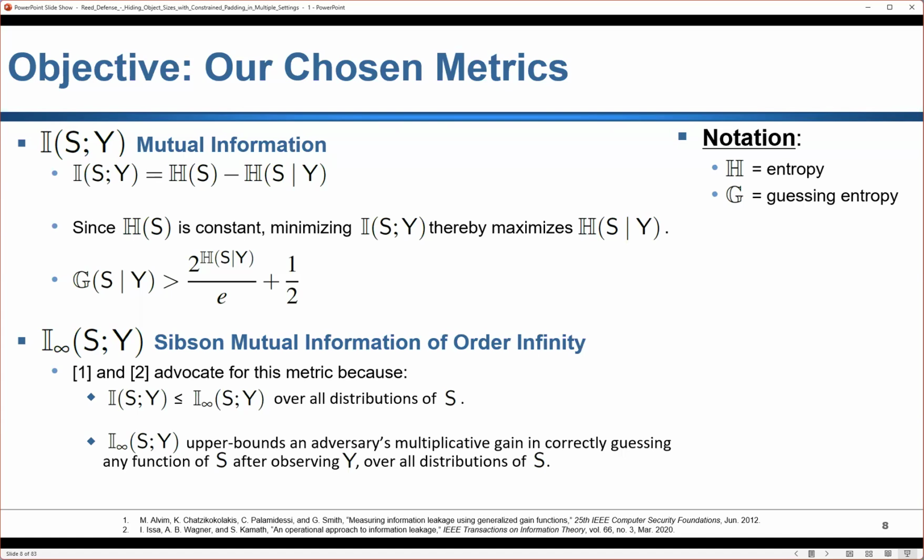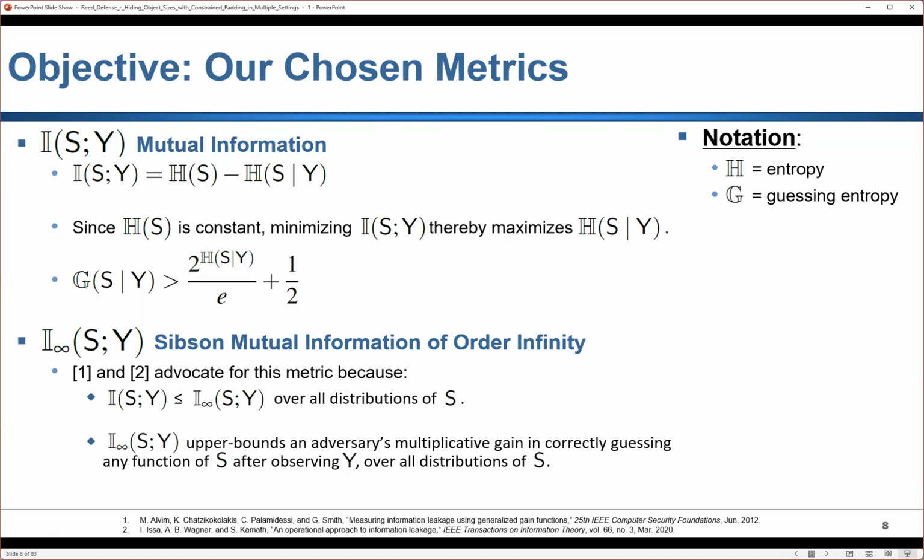And this is advantageous for our setting because guessing entropy models an adversary who gets to observe a padded size Y and then makes a guess as to what its identity is. It will make this guess based on what is the most likely object given that size. If it's wrong, it will then continue to guess. And so guessing entropy captures the average number of guesses across all of the objects that an adversary would have to make. So in this setting, we would like the adversary to have to guess more often to be correct.